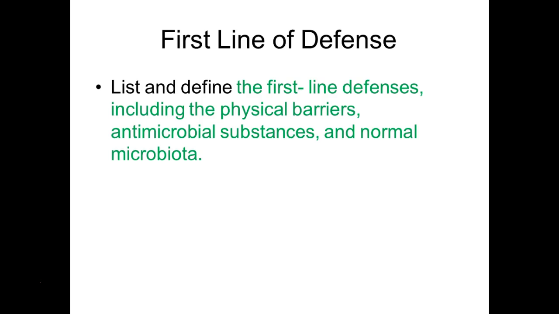So be able to list and define the first line defenses, including physical barriers, antimicrobial substances, and the normal microbiota. For our first line defense, what are your physical barriers? Skin, and one more, mucous membranes. And for the antimicrobial substances, we've already named one of them, lysozyme. And then we're going to talk about the important role of the normal microbiota, the bacteria that are already living on and within you, and how they actually help protect you.